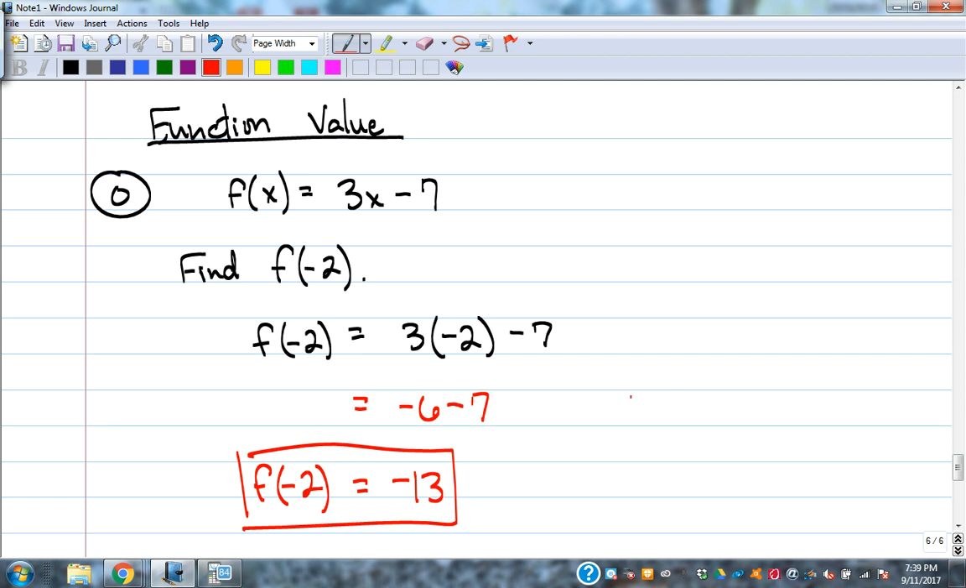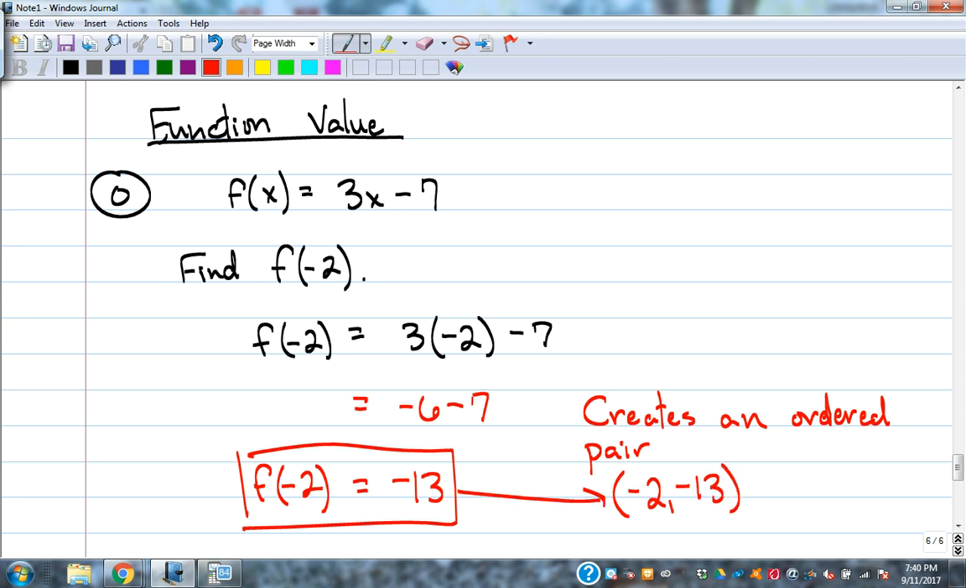What it creates is an ordered pair. Yes, that's exactly what it's saying. That these two mean the same thing. That this ordered pair, -2 for x, -13 for y, is the same thing as this. But that's specific to this function. That's what that's saying. That's what that creates, is ordered pairs.